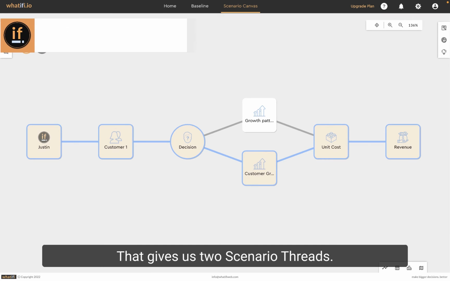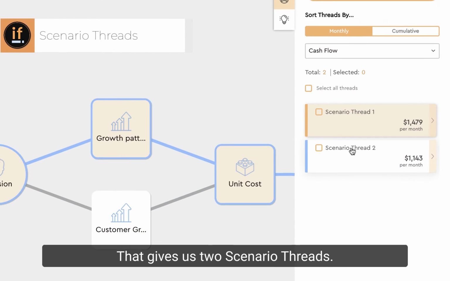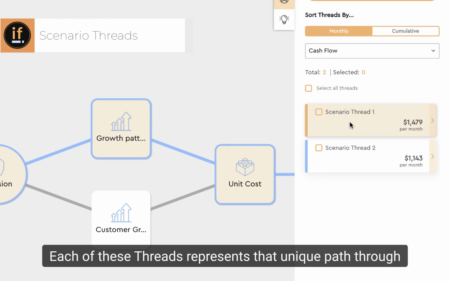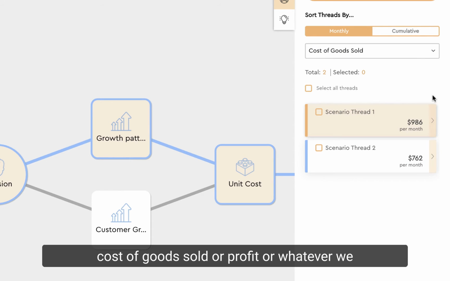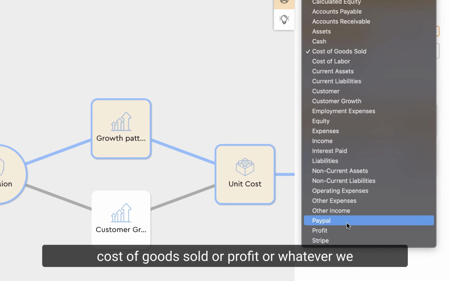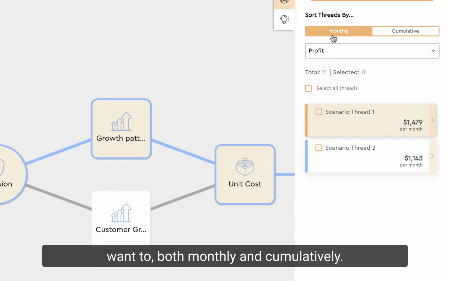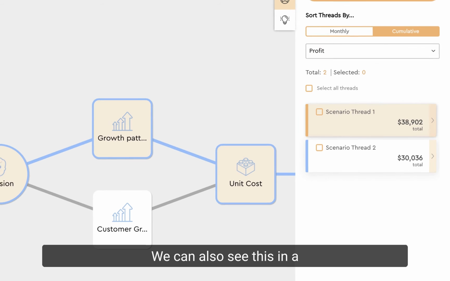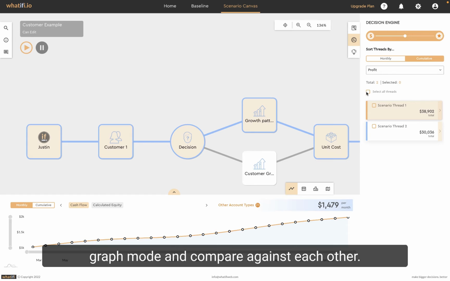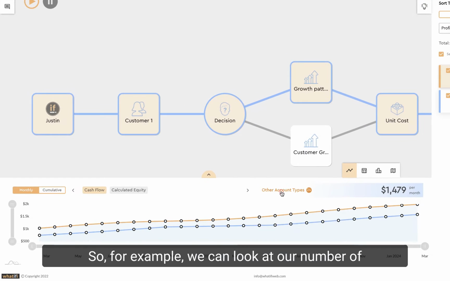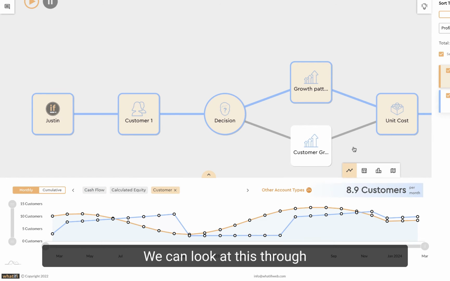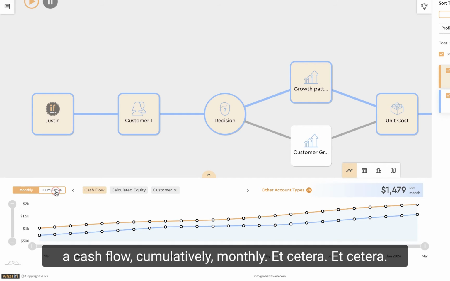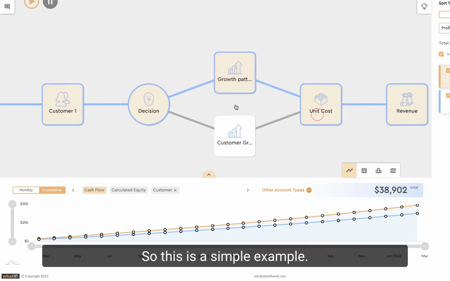So what does that give us? That gives us two scenario threads. Each of these threads represents that unique path through the graph, and we look at each of those through a whole bunch of different lenses, whether it's cost of goods sold or profit or whatever we want to, both monthly and cumulatively. We can also see this in a graph mode and compare them against each other. So for example, we can look at our number of customers and see how our customer counts change over time. We can look at this through a cash flow, cumulatively, monthly, etc. So this is a simple example.